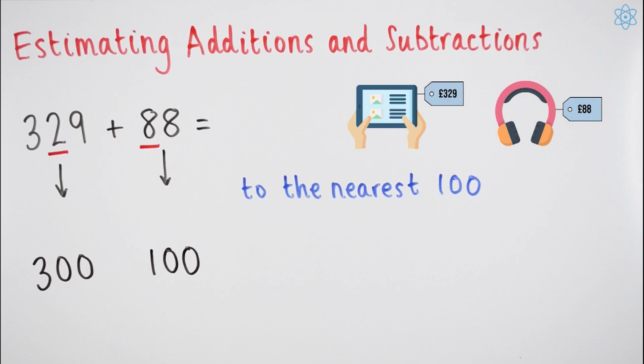We can now add our rounded numbers mentally. 300 plus 100 equals 400. So Elvis will expect to pay roughly £400 at the electronics shop. Notice that we rounded to the nearest 100. If we had wanted to be a bit more accurate, we could have rounded to the nearest 10. If the numbers had been bigger, then it would have been easier to estimate by rounding to the nearest 1,000 or 10,000. Let's see an example of this.